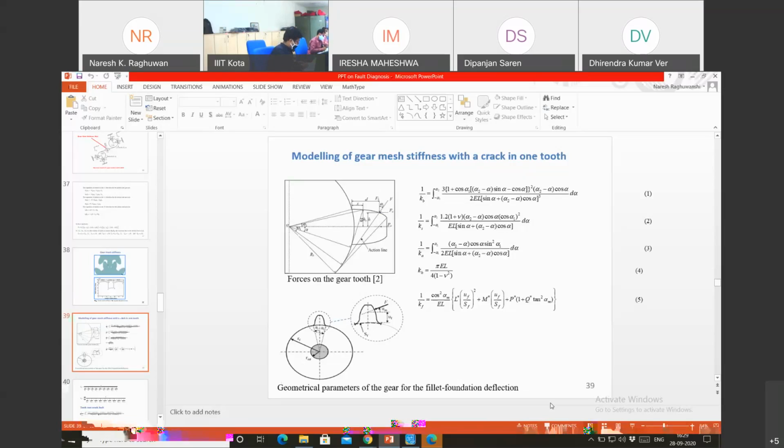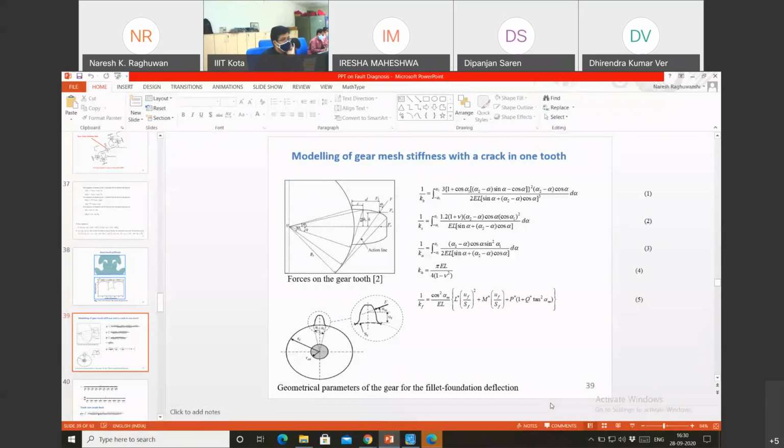If you are reducing the material, obviously its stiffness is reducing. If you remove the material, the bending stiffness will be lower, so obviously the mass and stiffness are reduced, and your tooth is weaker. But to avoid some interference or something, you may have removed that material also.